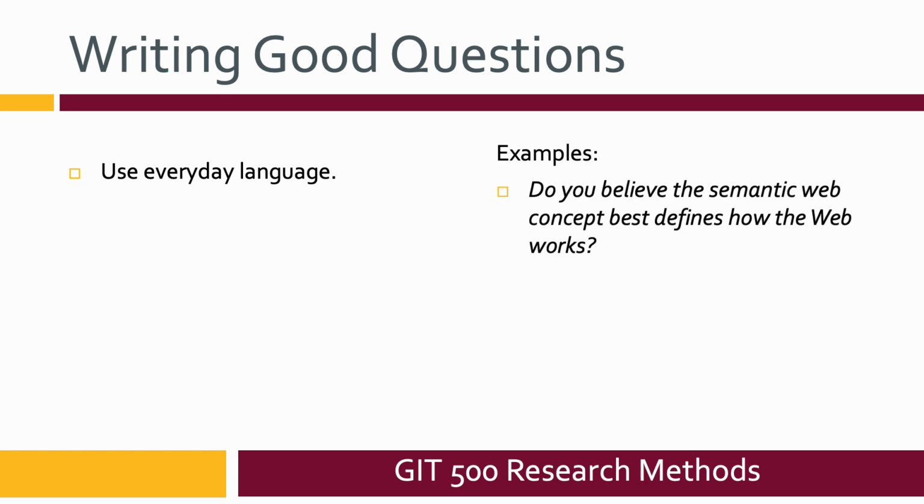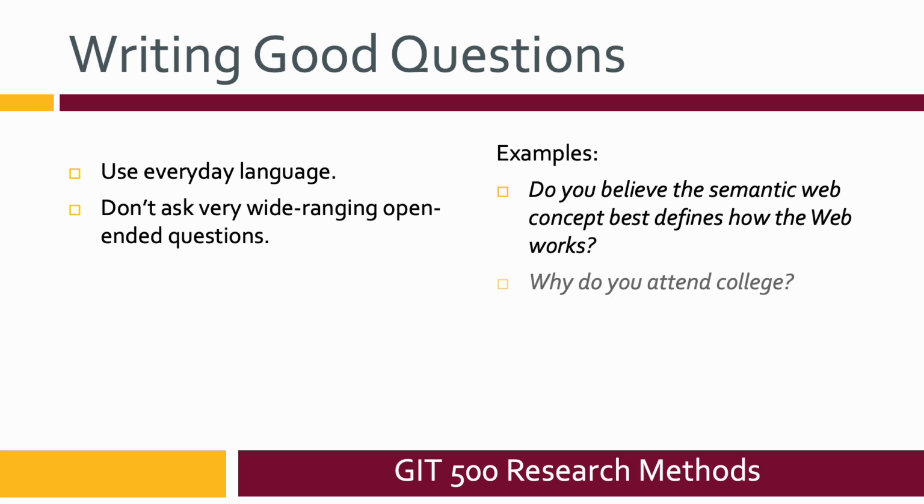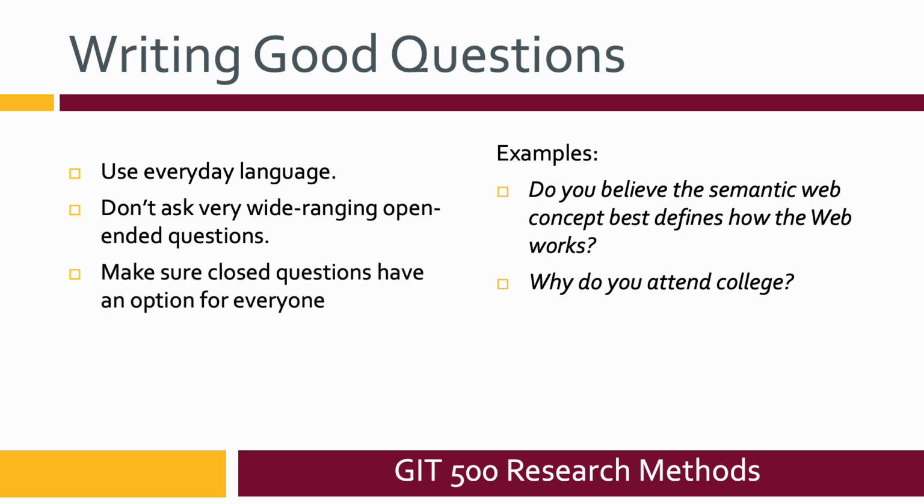Here's an example. If you have an item on your survey with the question of, do you believe the semantic web concept best defines how the web works? That may be fine, but if your participants don't know what you mean by semantic web concept, you either need to find a more common word, or you can define the term and then ask the question. You shouldn't ask very wide-ranging, open-ended questions. Why do you attend college? You will get a zillion answers on that. Maybe that's what you want, but it creates more work for you.